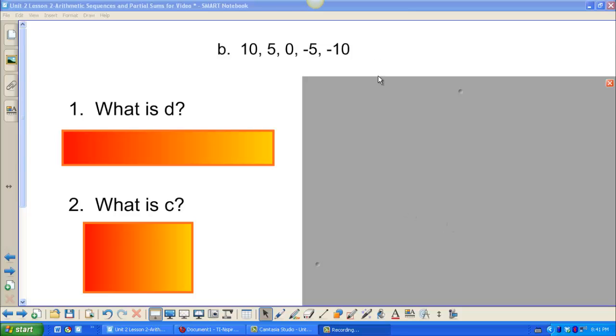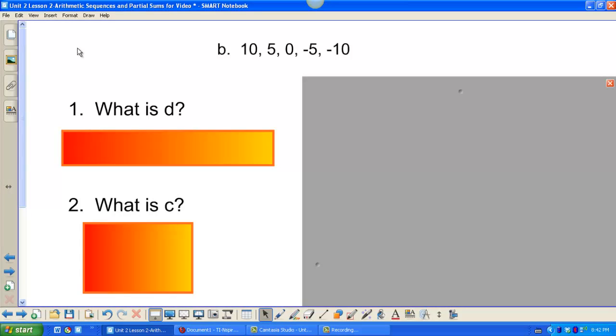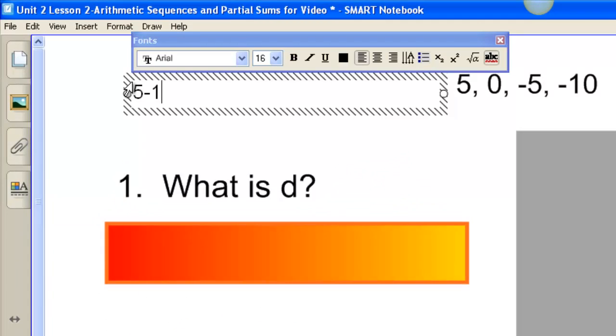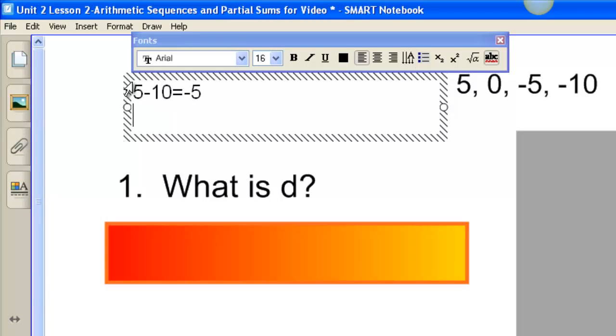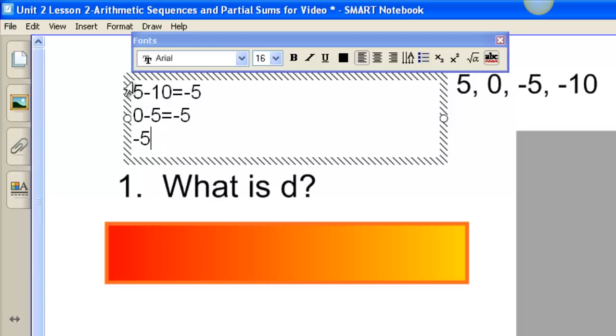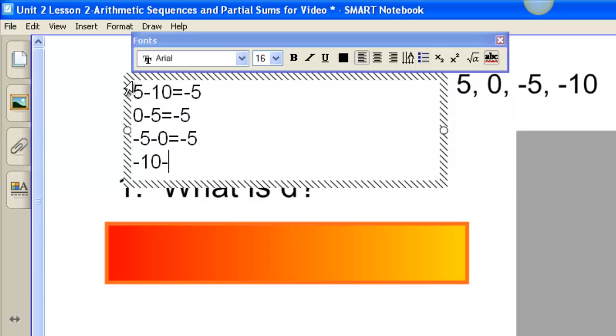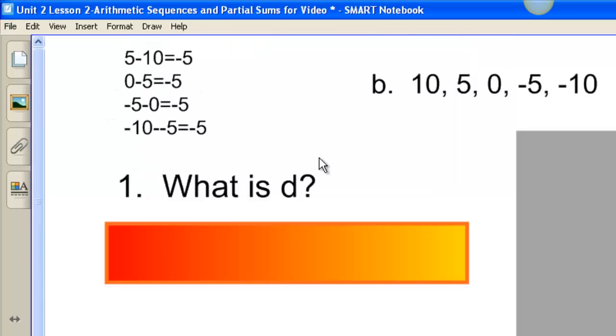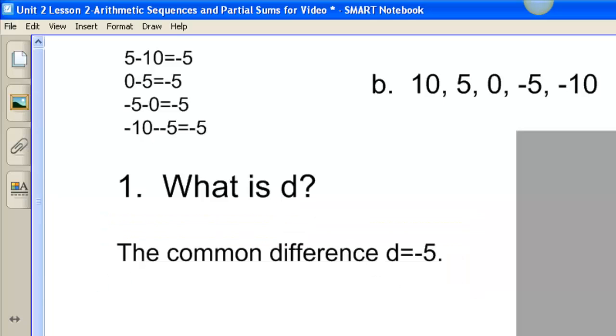So in order to find d and find that common difference, I think a lot of you intuitively understand what's going on, but by definition of an arithmetic sequence, if I take 5 minus 10, I'm getting -5. If I'm taking 0 minus 5, I'm getting -5. If I'm taking -5 minus 0, that is yielding -5. If I'm taking -10 minus -5, that is also yielding -5. So my common difference in this sequence, by taking a2 minus a1, a3 minus a2, a4 minus a3, and so on, is -5.